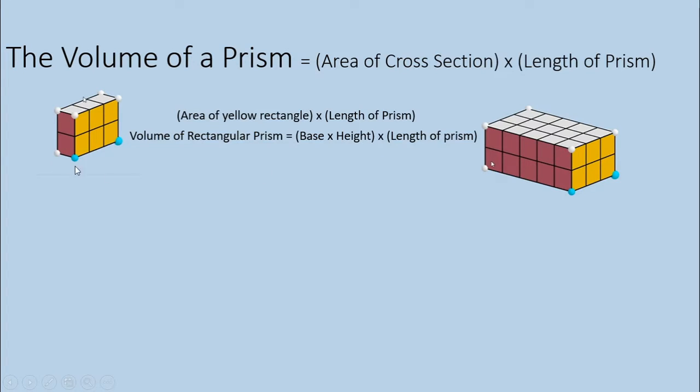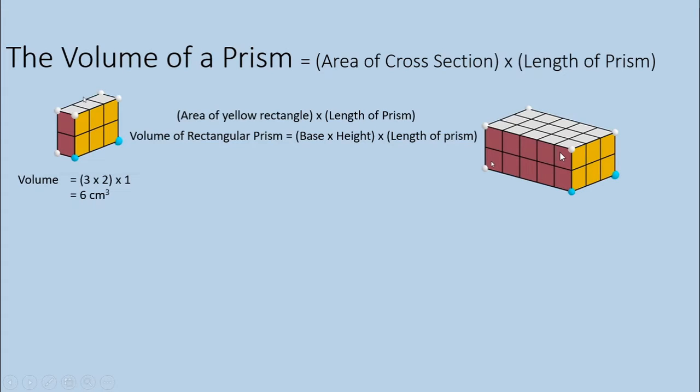So for this first example over here, we're going to do the area of this yellow cross-sectional face, which is 3 by 2, and we're multiplying that by the length of the prism, the distance from this yellow face to the opposite side of the shape. So that's 1. That's going to be 6 times 1, which is 6 centimeters cubed. We're talking about volumes here, which are 3-dimensional measures, so we measure them in centimeters cubed, 3-dimensional units.